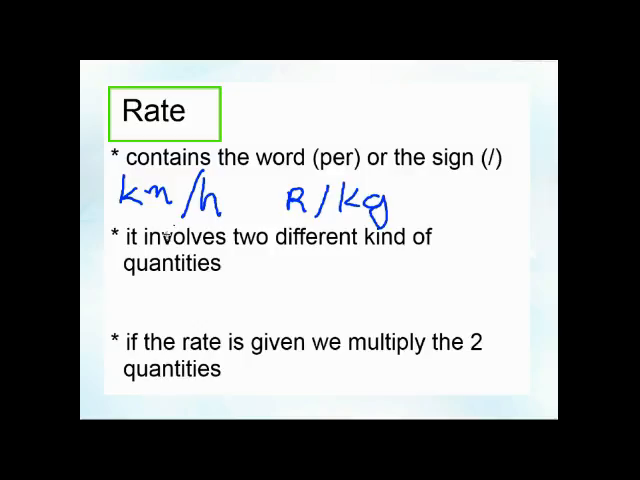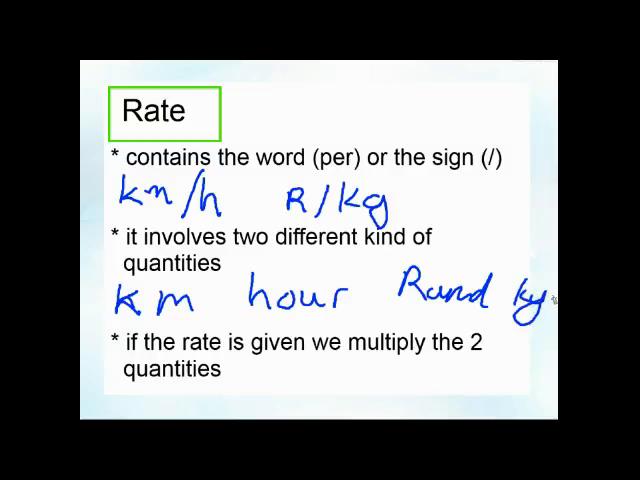Like in this case, we had kilometers and then the hours taken to drive those kilometers. And in this case, we had, let's say, potatoes were 5 rand. So it was rands. And then per, how would you measure it? You would measure it how much it costs per kilogram.